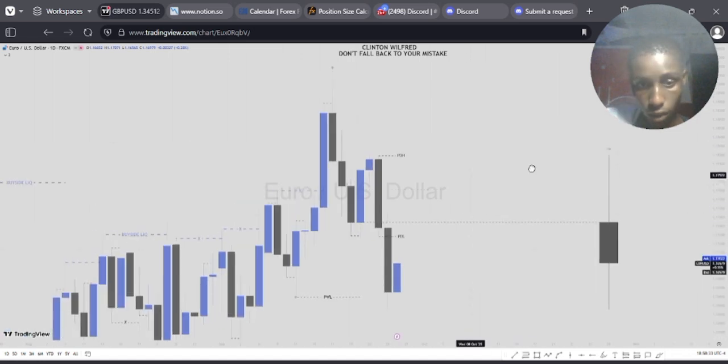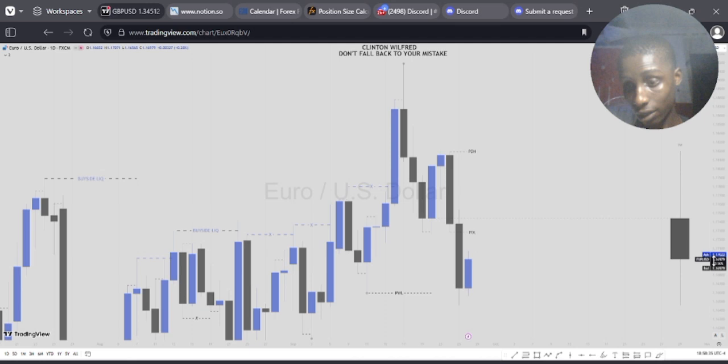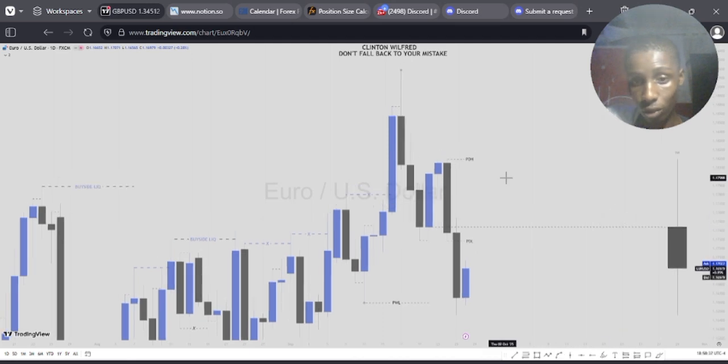Here on EU, almost the same bias as on GU, but a kind of different thing, because the PA in EU has been very dull. It has been humorous, however you will say it. So price went to buy side liquidity at this area.